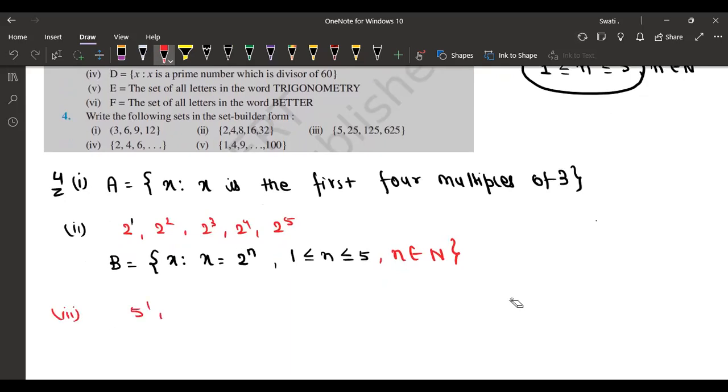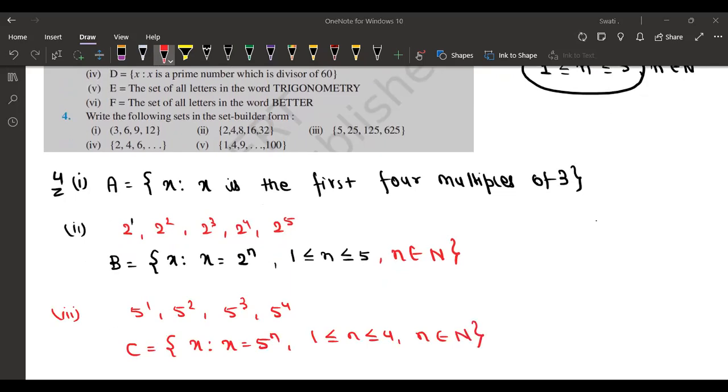Now let's go to the third question, and again it is looking like something: 5 raised to 1, 5 raised to 2, 5 raised to 3, and 5 raised to 4. Again, it's very simple. So you can write down, let C represent the set. So C equals x such that x equals 5 raised to n, where n is varying from, of course, 1 to 4. And then again, the small n belongs to the capital N, just to tell that it is a set of natural numbers only.